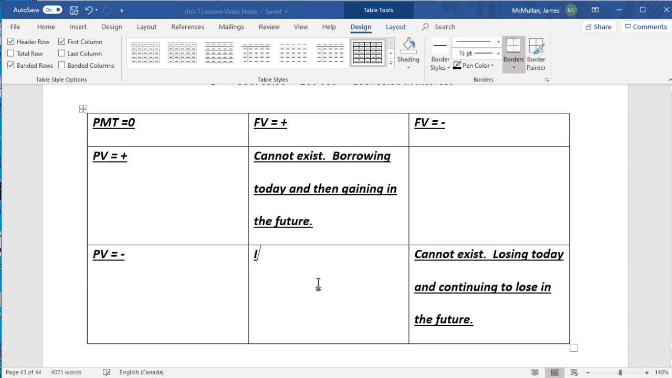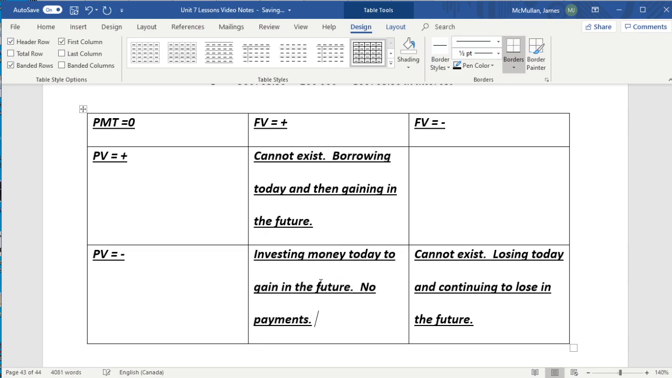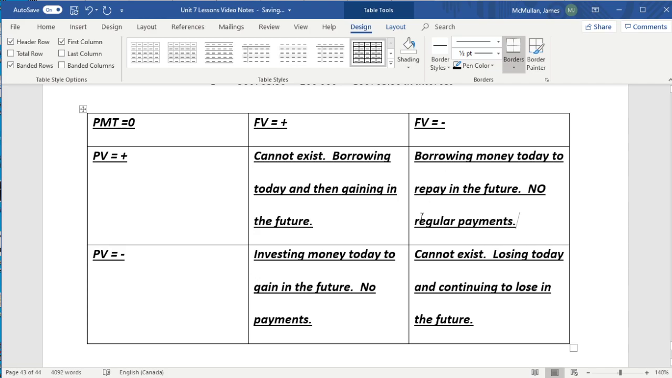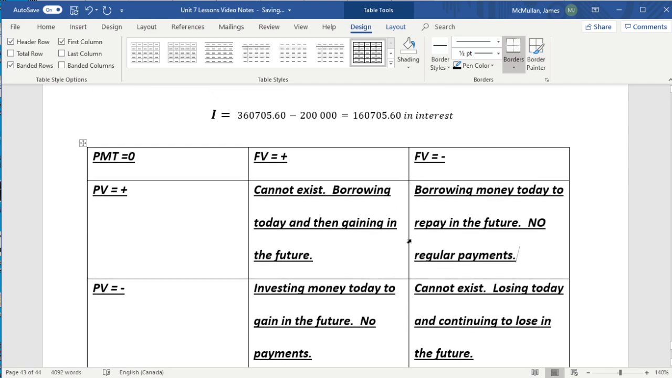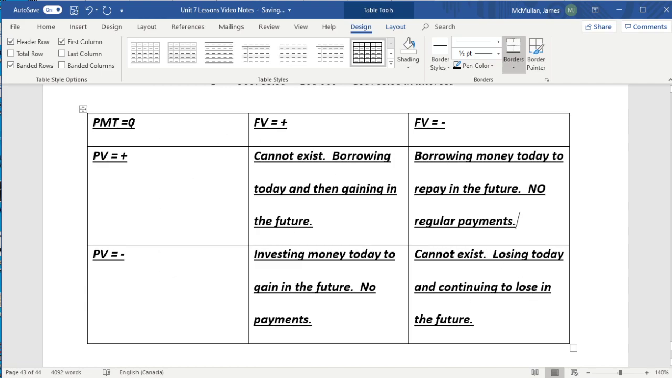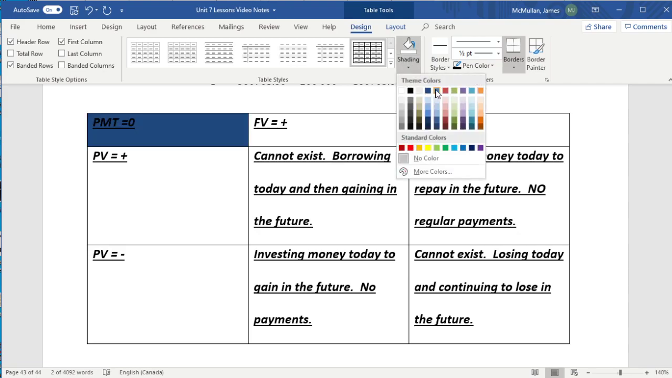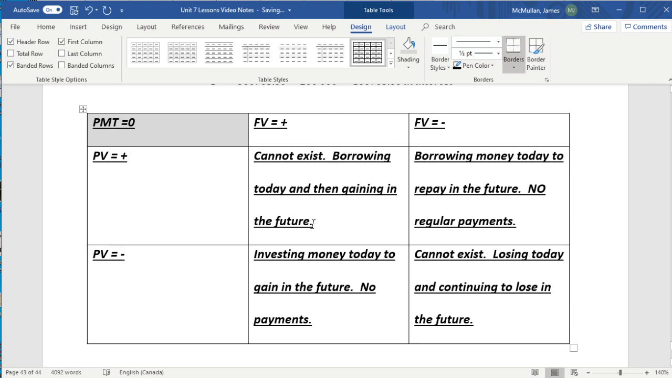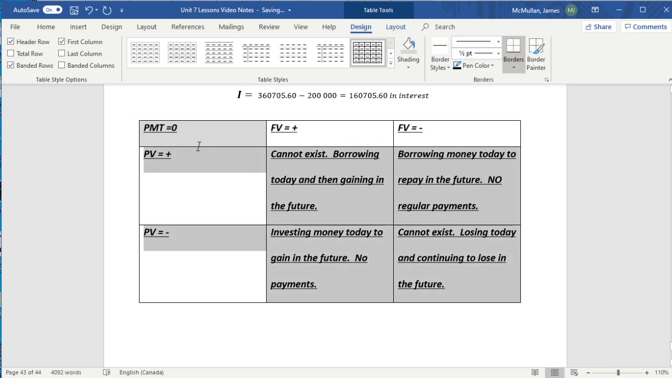Okay, here, investing money today to gain in the future. No payments. Borrowing money today to repay in the future. No regular payments. Okay, so this is what the first part of the lesson was about, where there were no payments. So if PMT is equal to 0, right? So that's this. Let's shade it. So if PMT is equal to 0, this is what you get. Okay, so you can recognize the different situations.